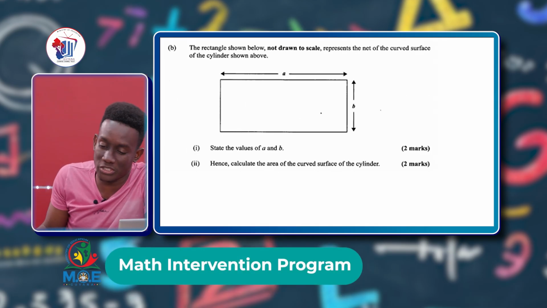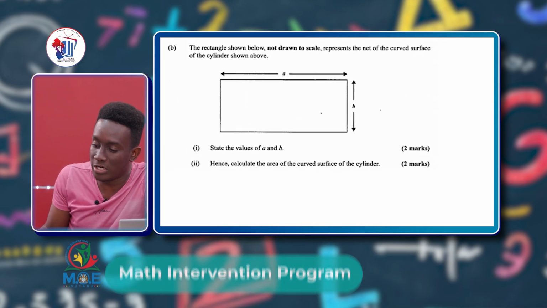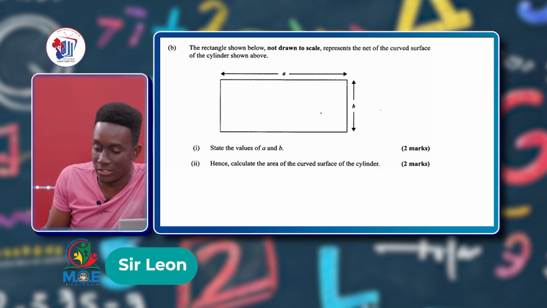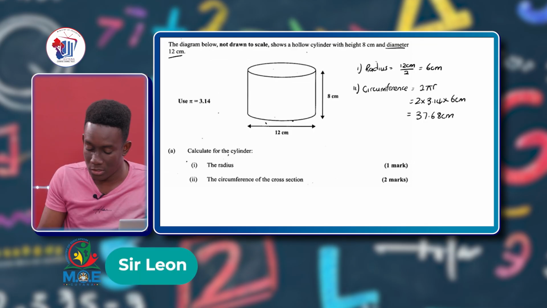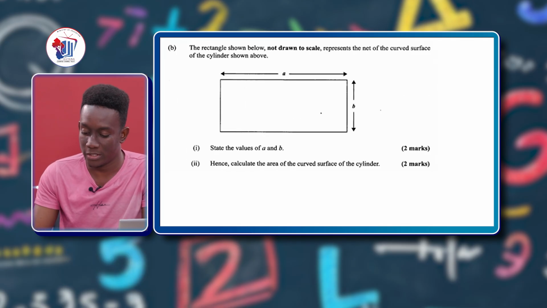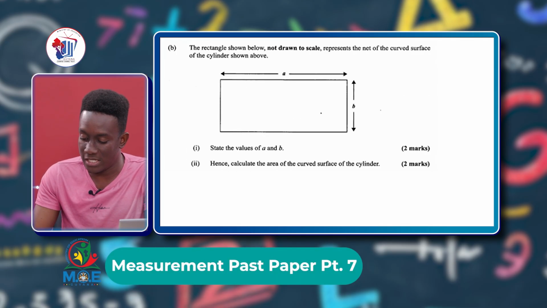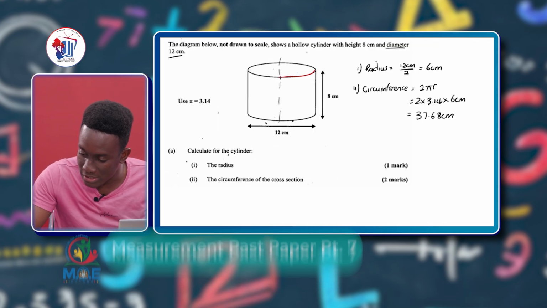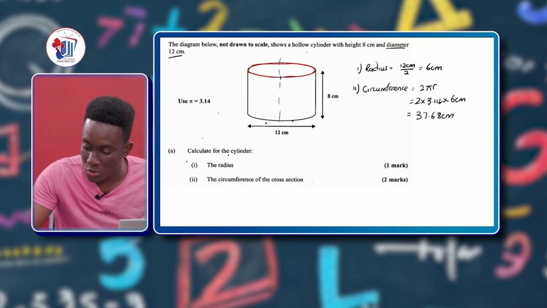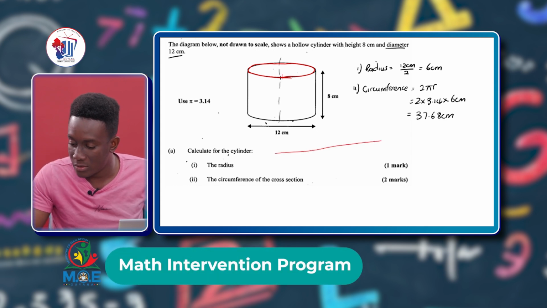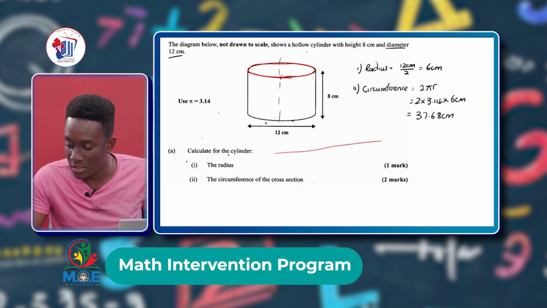So the next part of the question says, the rectangle below, not drawn to scale, represents the net of the curved surface of the cylinder shown above, and above would be here. So we cut this shape and we roll it out. This is what is formed. So it says, state the values of A and B. The value of A would be, when we cut this and we roll it out, that is what A would be.